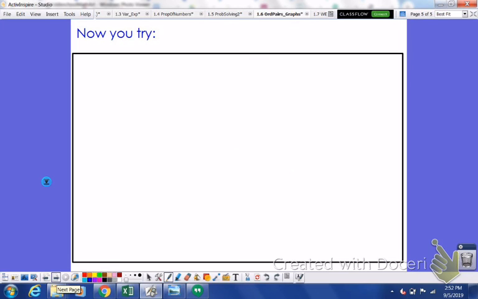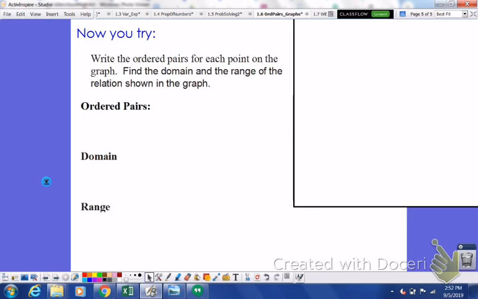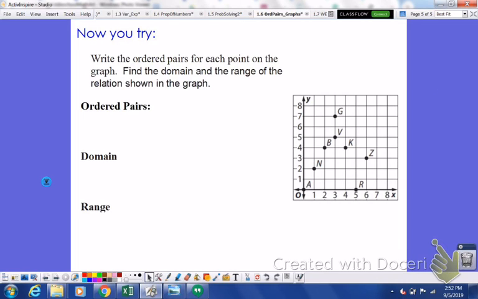And for our now you try, basically going through and doing exactly what we just did on that last problem. I want you to write the ordered pairs for each point on the graph, then find the domain and range of the relations shown in the graph. You do not have to write the graph. I just want you to label your ordered pairs, your domain, and your range. So those 3 words right there. All right, so pause this until you're done, and that's the end of this lesson.